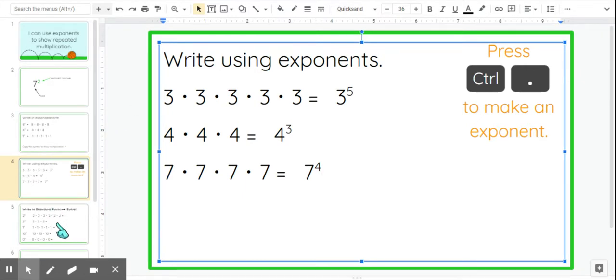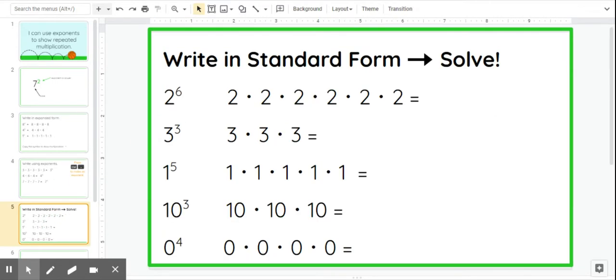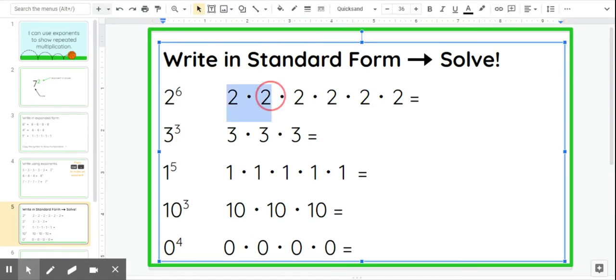All right, now let's practice solving a little bit. 2 to the power of 6 means 2 times itself 6 times. Well, 2 times 2 is 4. Then 4 times the next 2 is 8. 8 times the next 2 is 16. 16 times 2 again is 32. And 32 times 2, or doubled, is 64.